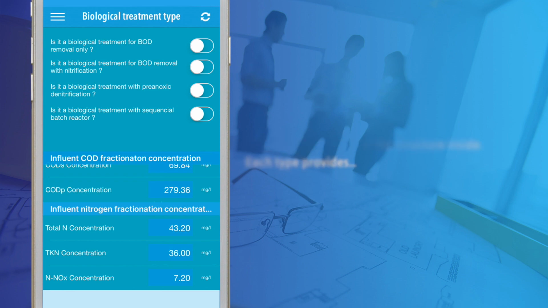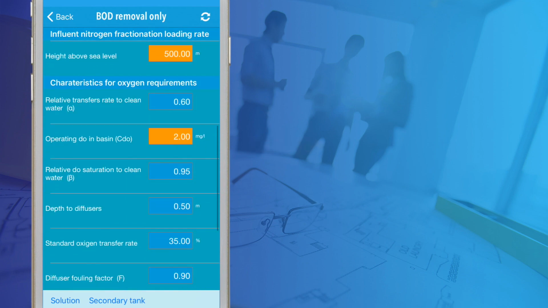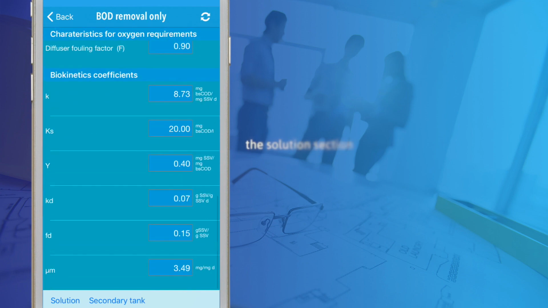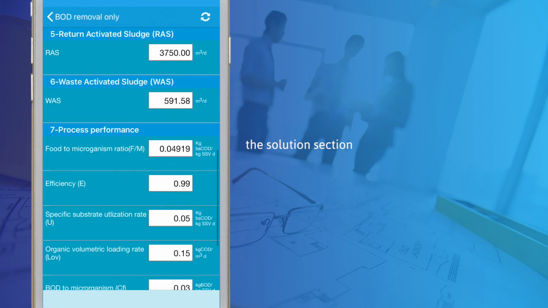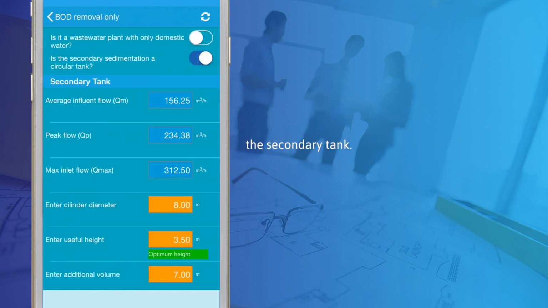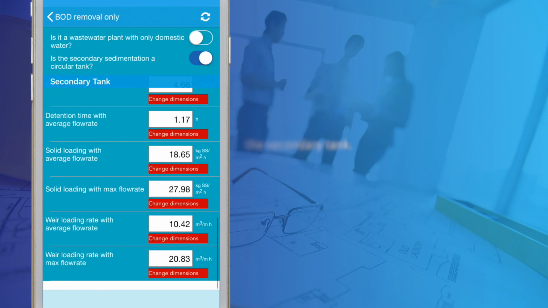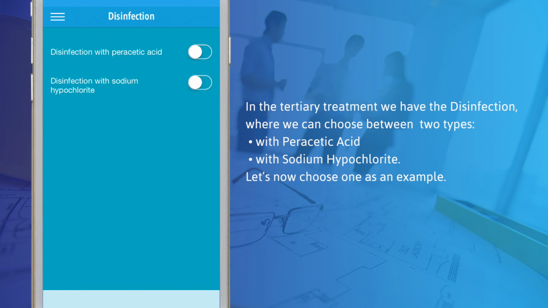Each type provides the input data, the solution section, and the secondary tank. In the tertiary treatment, we have the disinfection, where we can choose between 2 types, with peracetic acid, with sodium hypochlorite. Let's now choose one as an example.